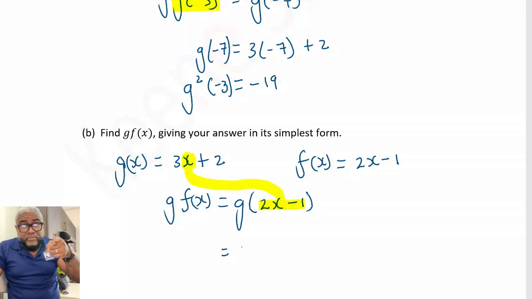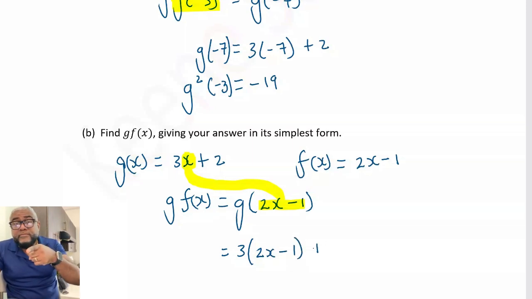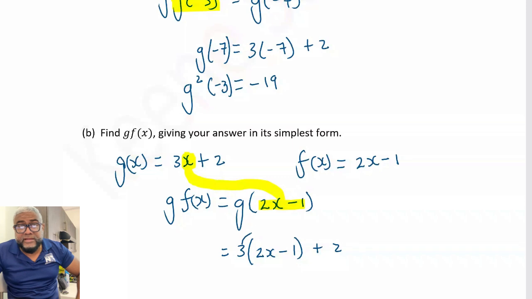So watch it. I'm putting 3 followed by the bracket, then plus 2. What do I need to get rid of now? Brackets. So I'm multiplying 3 by 2x minus 1.